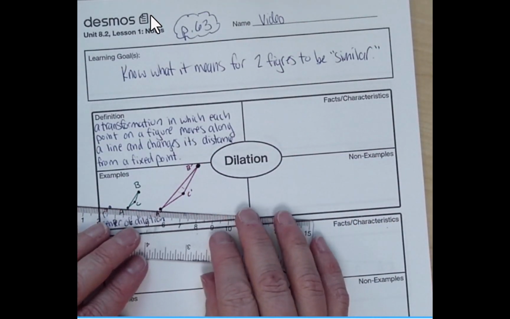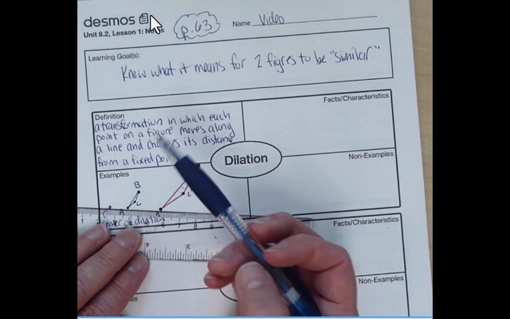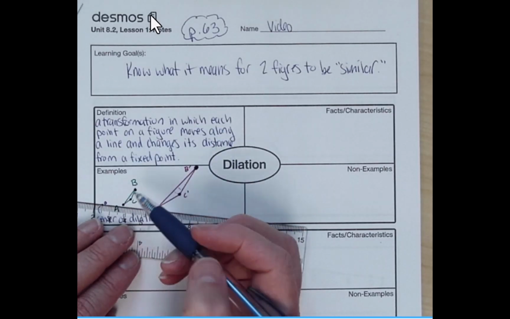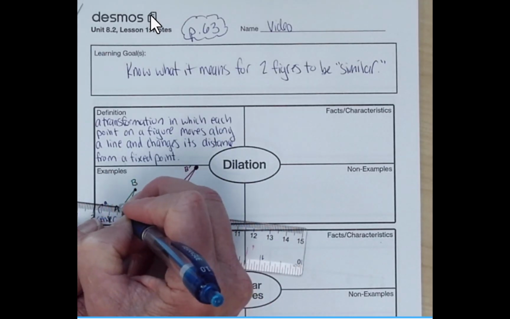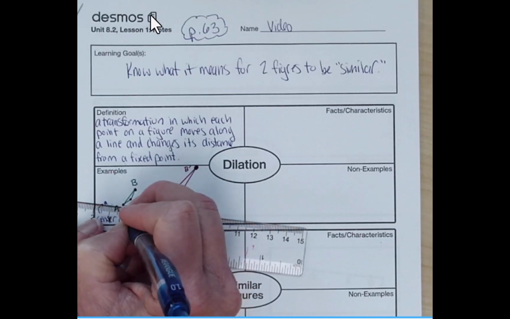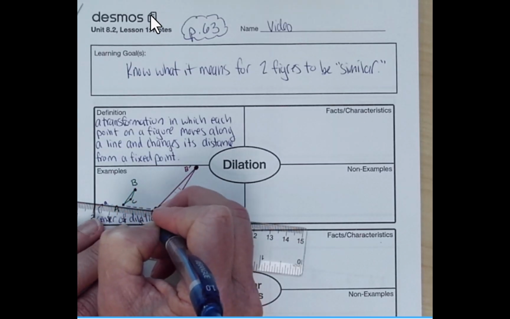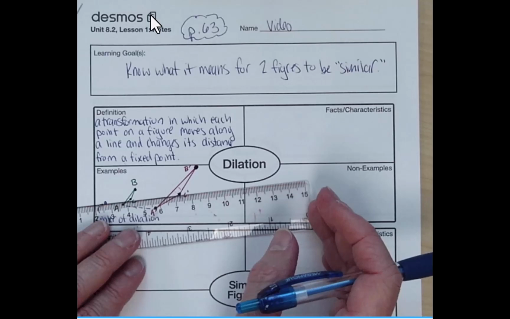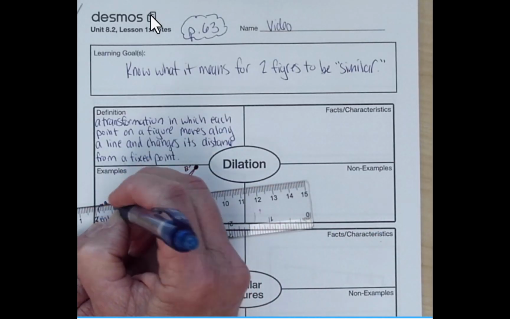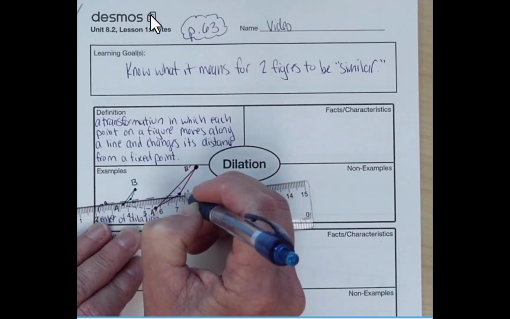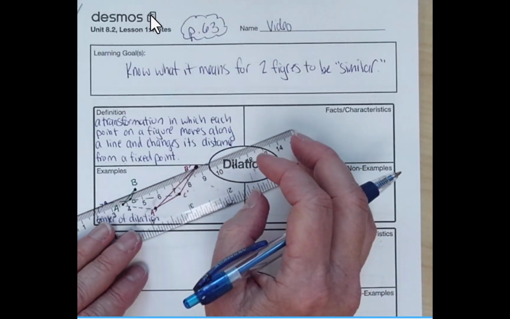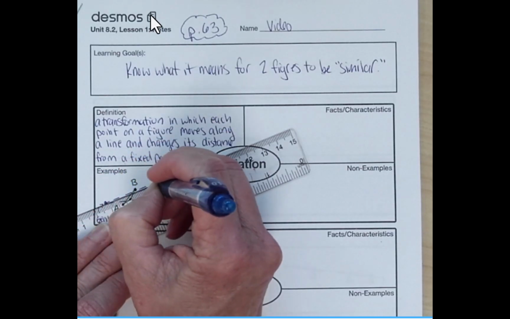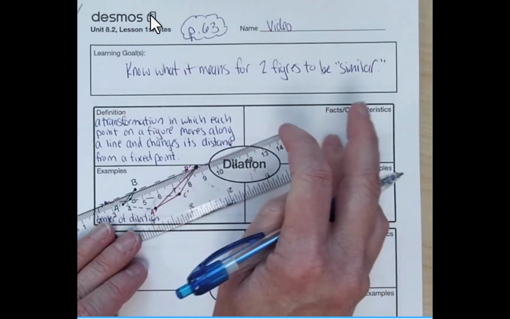I'm just going to go back one more time and visit this definition again. We have the transformation in which each point on a figure moves along a line. Here's the point on my figure, and I'm just going to continue that line until I get here, and changes its distance from a fixed point. Again, that fixed point is our center of dilation. All of these pink dots are 3 times the distance from my fixed point as the original green dots. And that's a dilation.